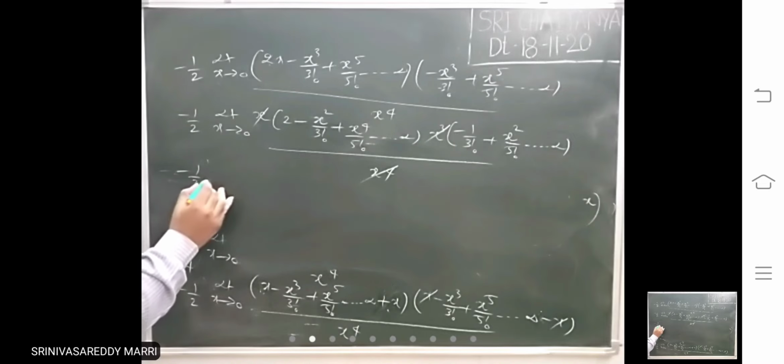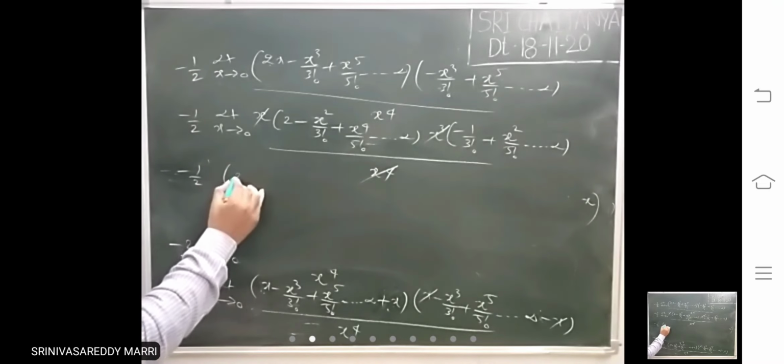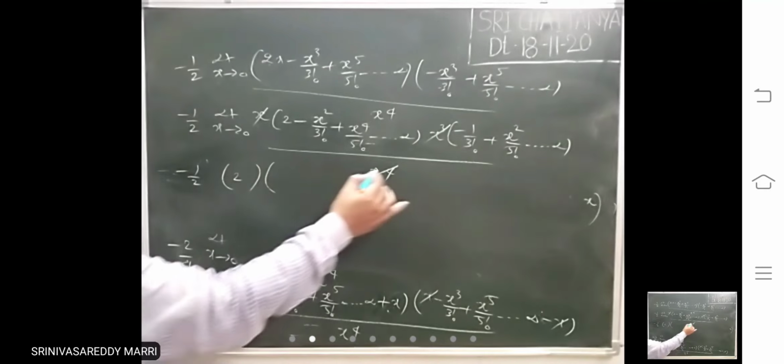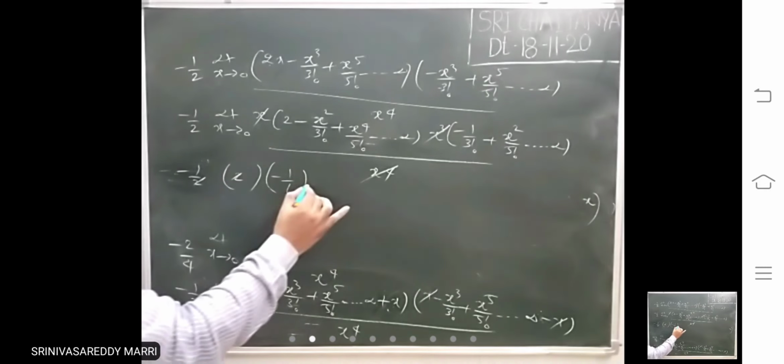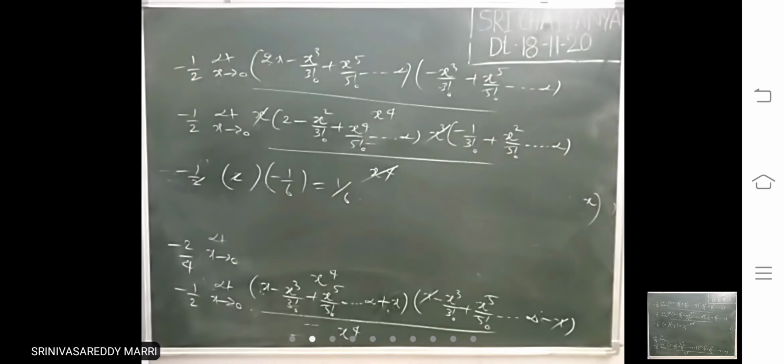Now substitute 0. Substitute 0, this will become 2. All the others are zeros. So this will become minus 1 by 6. So therefore what is the answer? 1 by 6 like that. Apply the transformation, then apply the standard limit, then write the sin x series.